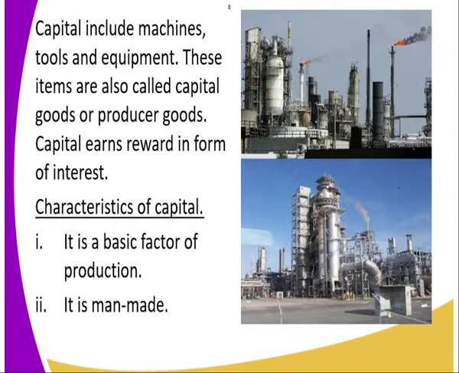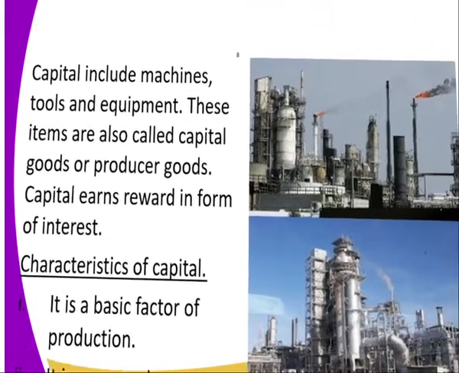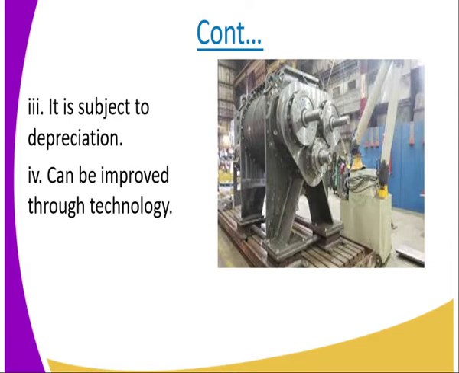What are the characteristics? It is a basic factor of production. Without the capital, you cannot produce. Without the posho mill, you cannot make the maize into maize flour. Without the fractional distillation column, you cannot process the crude oil. Another characteristic, it is man-made. Number three, it is subject to depreciation. So all the machineries, they keep on depreciating every time. Number four, it can be improved through technology.